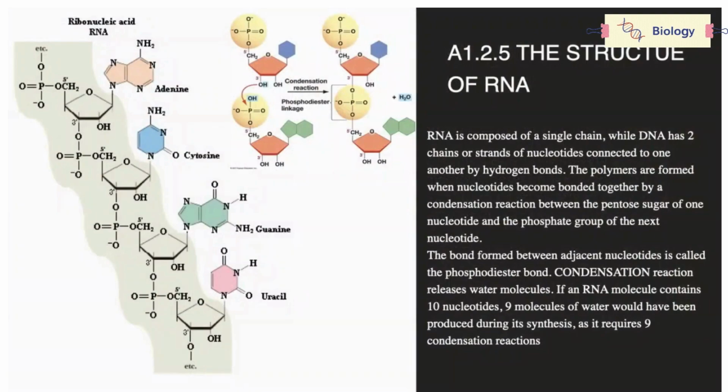The structure of RNA. RNA is formed when nucleotides become bonded together in a very specific sequence. The nucleotides are joined together by a condensation reaction between the pentose sugar of one nucleotide and the phosphate group of the next nucleotide, and the reaction releases a water molecule. If an RNA molecule contains, for example, 322 nucleotides, then 321 molecules of water would have been produced during its synthesis, and it would have required 321 condensation reactions to form. So remember that RNA is composed of a single chain, while DNA has two strands of nucleotides.